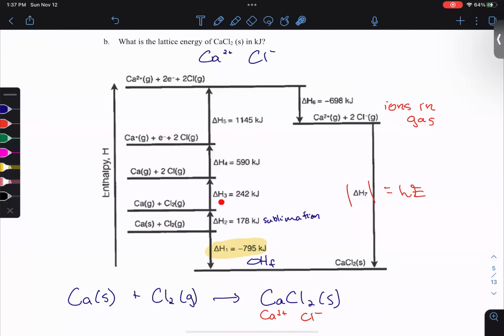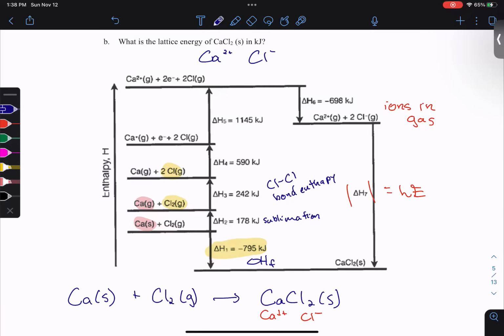So then the next step, delta H3, let's think about how this step is changing. I'll highlight what changed. In the first step, we sublimed calcium. And then in the second step, we're turning chlorine gas, the diatomic, into 2 chlorine atoms. So let's think about what we did. We turned a molecule into 2 atoms, so we broke the chemical bond between them. So this step, delta H3, is the chlorine-chlorine bond enthalpy. It's the strength of that bond.